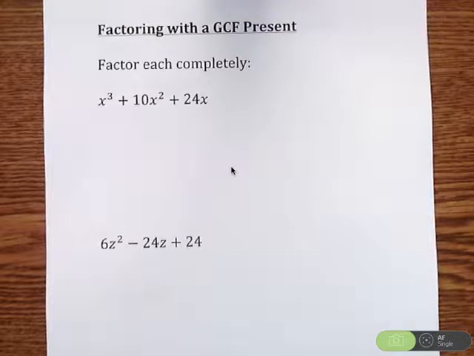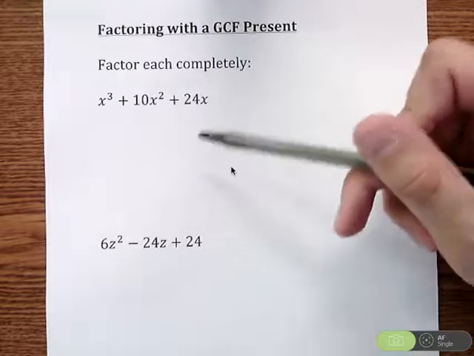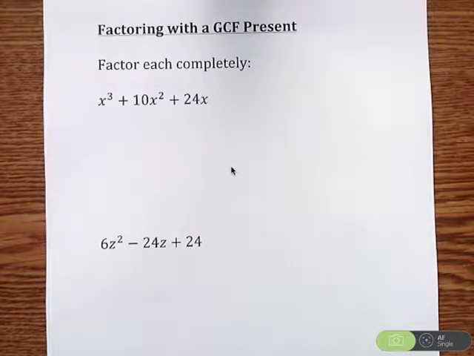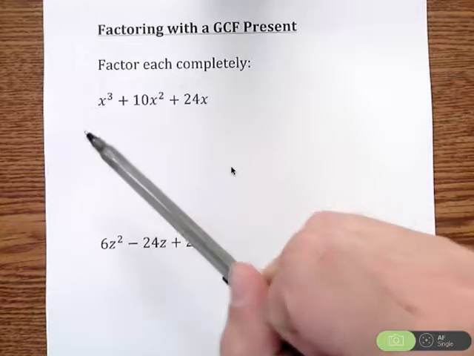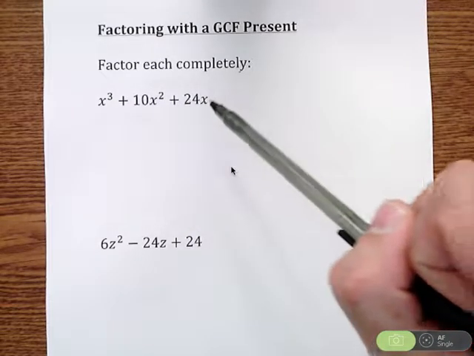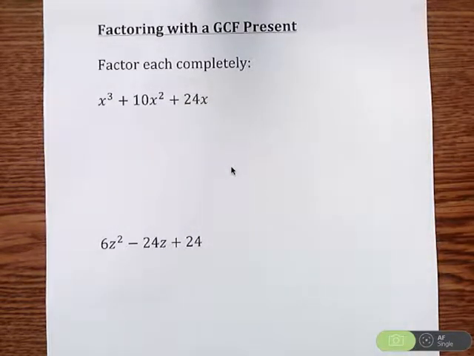In this video, we're going to factor when there's a greatest common factor present. So we're going to factor each of these completely. First thing I'm going to do is look for a greatest common factor, which is, of these three terms, is there anything that all three of them have in common?